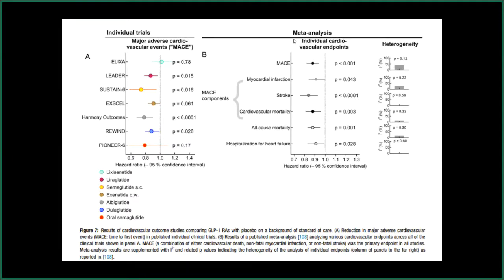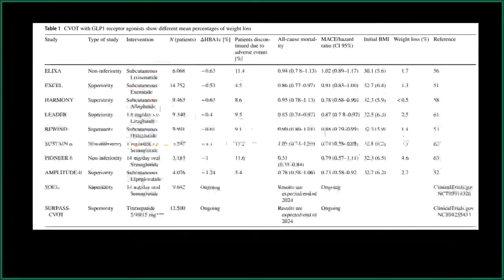And when you look at the meta-analysis of individual cardiovascular endpoints like MACE, myocardial infarction, stroke, cardiovascular outcomes, all-cause mortality, and hospitalization for heart failure, when you look at all of these different GLP-1 analogs, you will find that they have a significant benefit in terms of cardiovascular outcomes. So there have been a large number of studies: Elixir, Excel, Harmony, Leader, Rewind, Sustain 6, Pioneer 6, Amplitude, Soul, which is ongoing, or I think it's almost complete. Results are expected here, and they surpass CVOT.